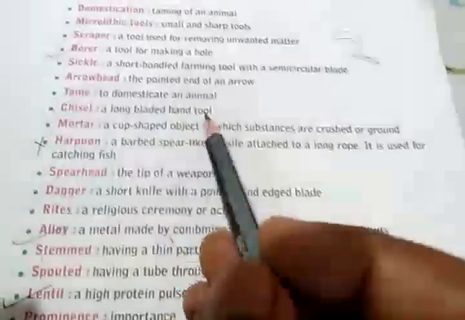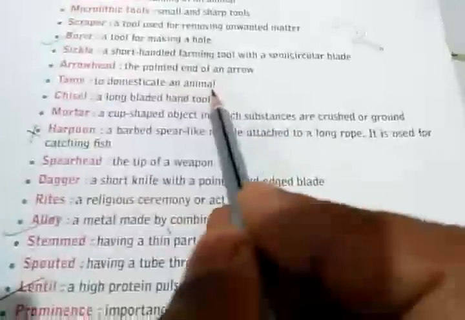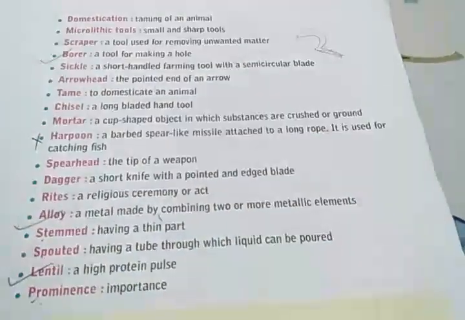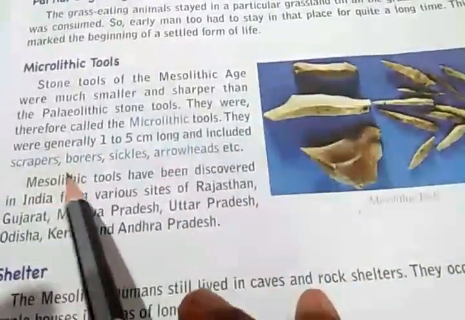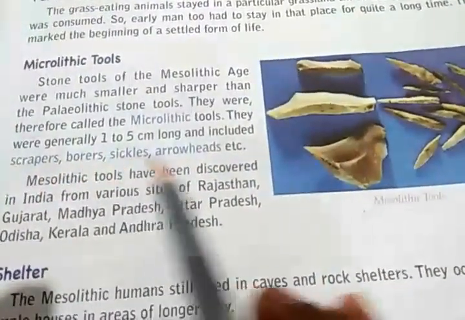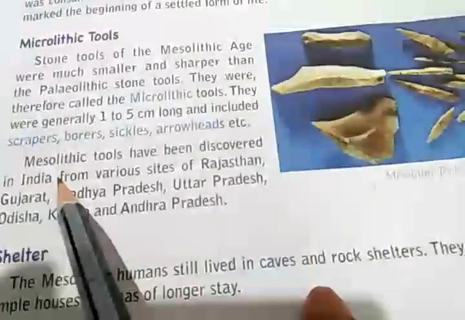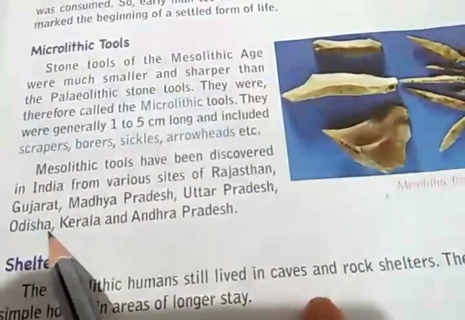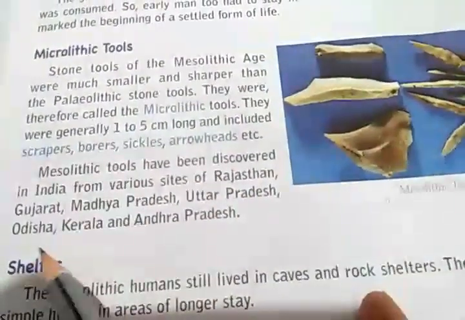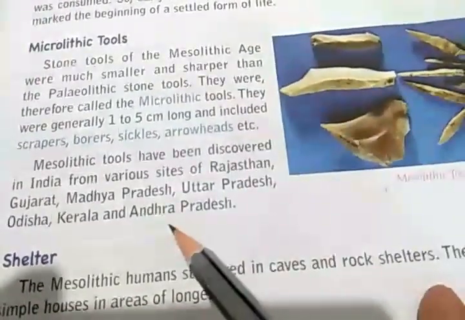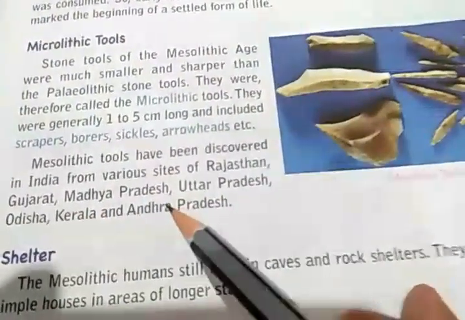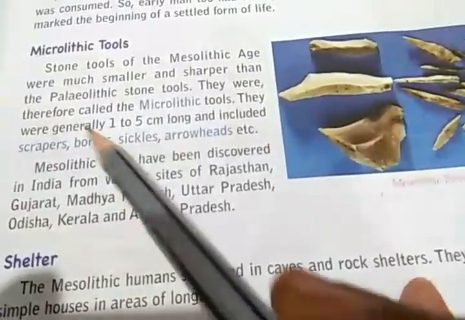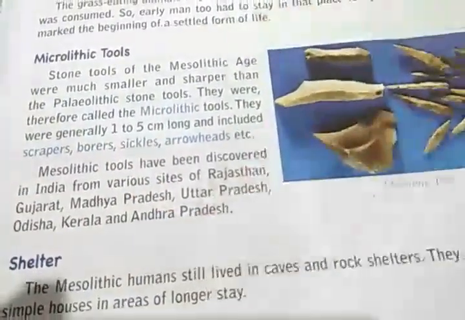Nowadays, most of you are watching the Ramayana and Mahabharat serials. In these, plenty of bow and arrow is used. So that is an arrowhead. Did you understand? Scrapers, borers, sickles, and arrowheads, etc. Then Mesolithic tools have been discovered in India from various sites of Rajasthan, Gujarat, Madhya Pradesh, Uttar Pradesh, Orissa, Kerala, and Andhra Pradesh. From these many states, plenty of Mesolithic, microlithic tools have been discovered.